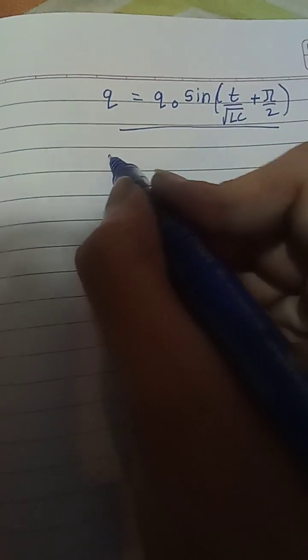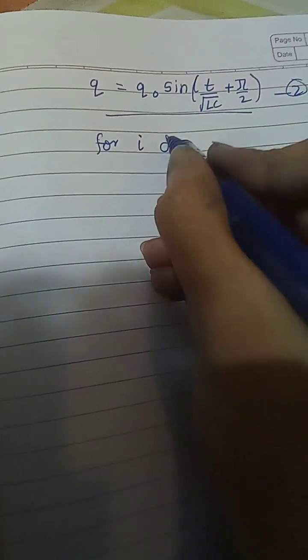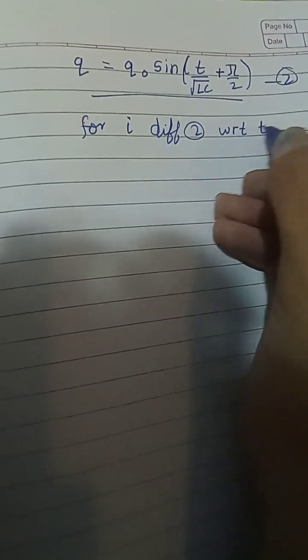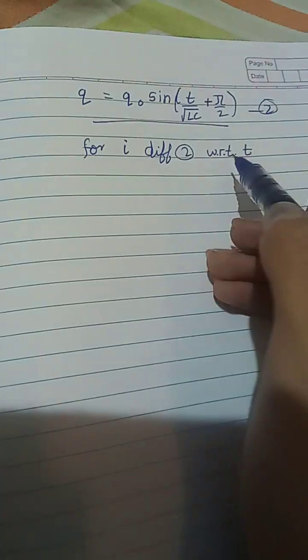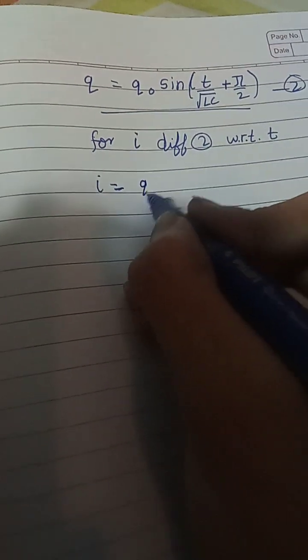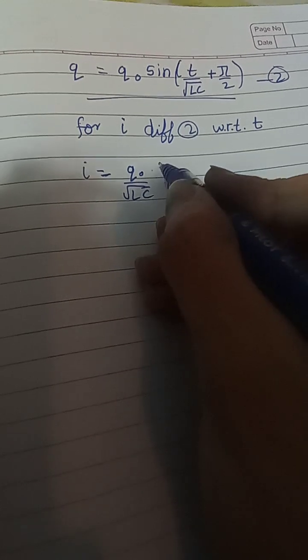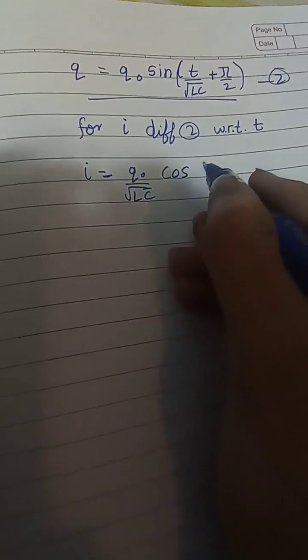Now for the current, we can differentiate this with respect to time, and we will get I. This is q naught by root LC cos.